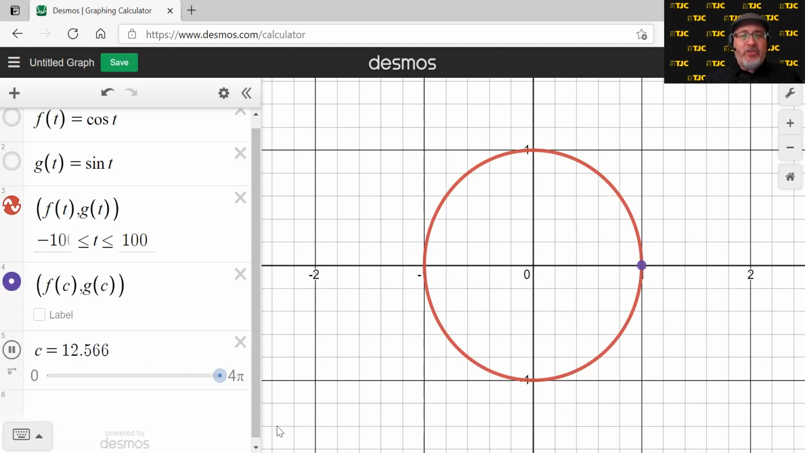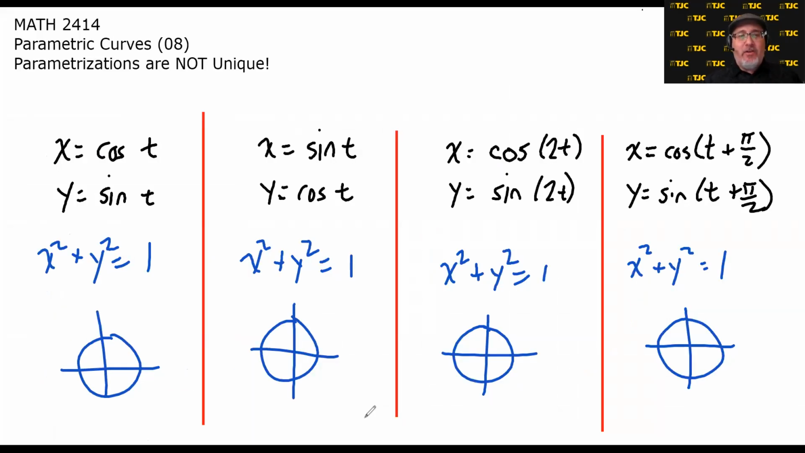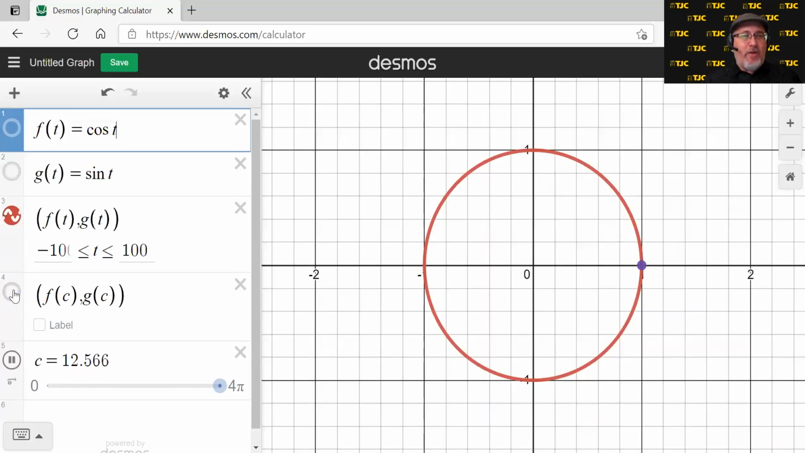So what happens if we go to the next pair of parametric equations? X is sine and y is cosine. It gives us the same circle, but I wonder what the orientation is. Let's turn off the point for a second.